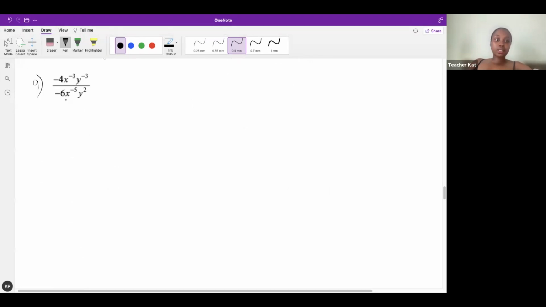Number 9. Okay, I'm going to divide a negative with a negative. Are you with me? Which means my answer is going to be a what? A positive. So I'm just going to write positive here. You don't have to. So now I have a 4 and a 6. Do I have a common factor between 4 and 6?